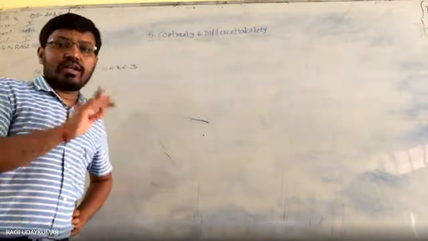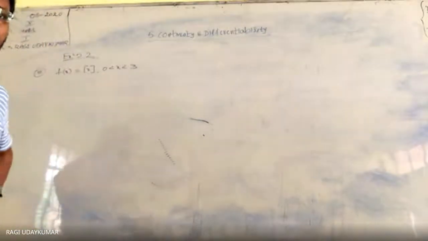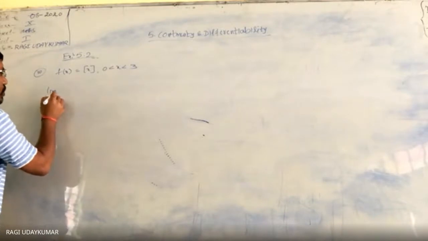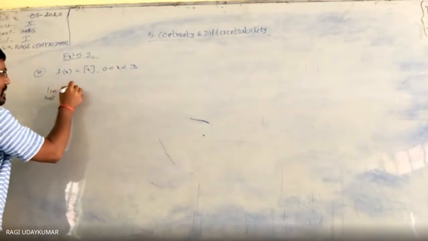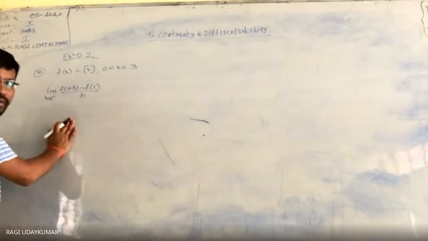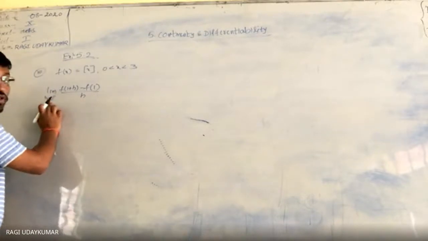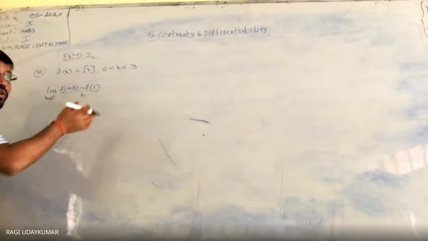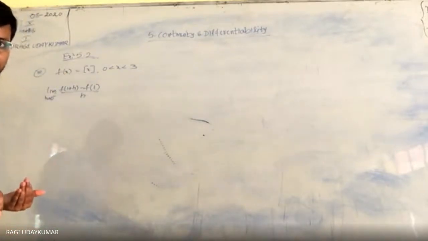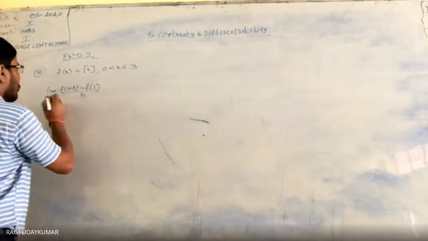At x equals 1, the left hand limit is to be taken into consideration. So for the left hand limit, limit h tends to 0 minus of f of 1 plus h minus f of 1 by h, this one you need to find. Then the right hand limit, h tends to 0 plus. If the left hand limit and right hand limit are equal, then the limit exists and it is the derivative at x equals 1. So what do you write here?